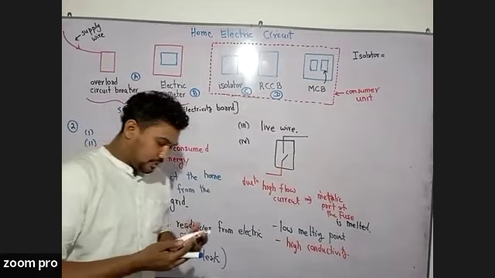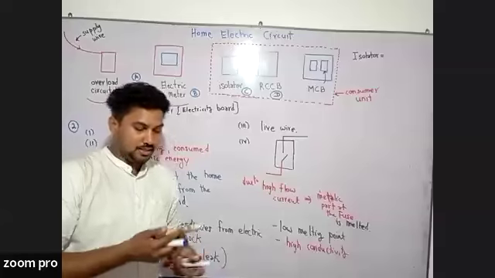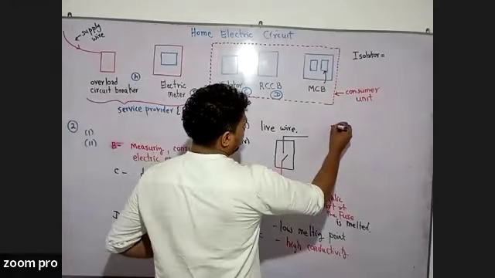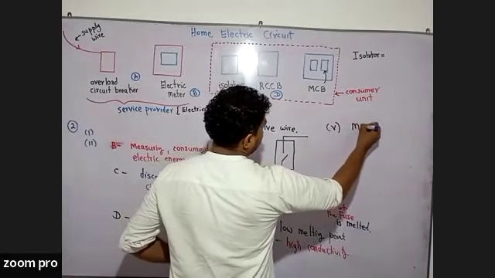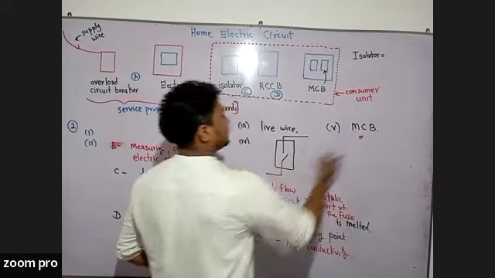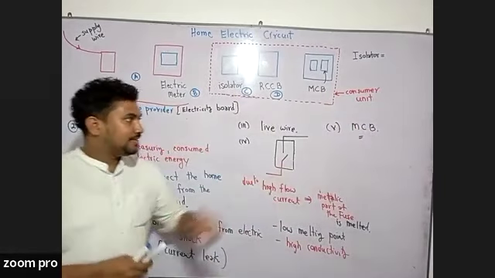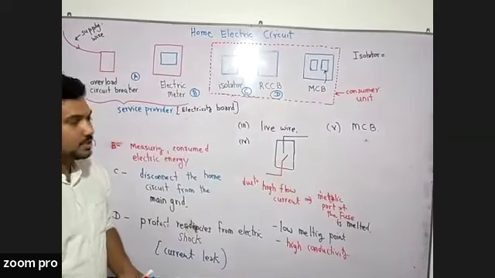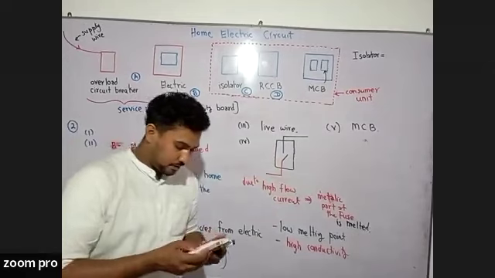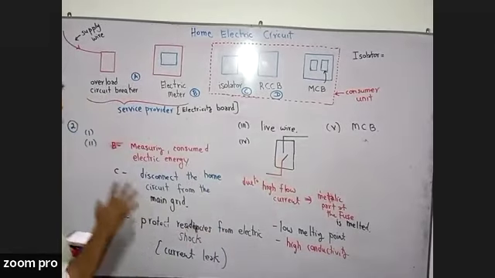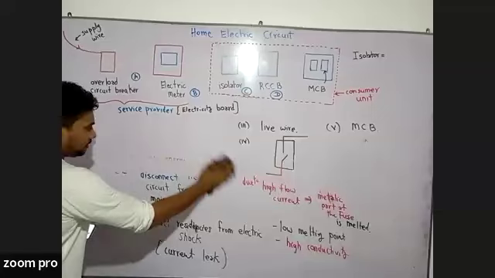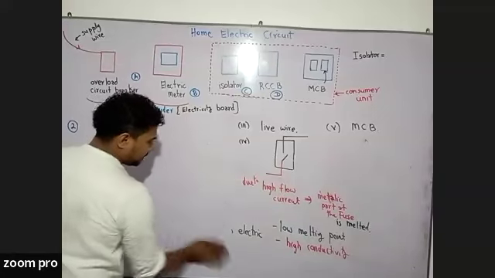what are the appliances used in modern circuits instead of fuses, right? Nowadays we use MCBs instead of fuses, because this device has an advanced technology compared to a fuse. So this is the answer for the A part of the second question, right? Let's move on to the B part, right?